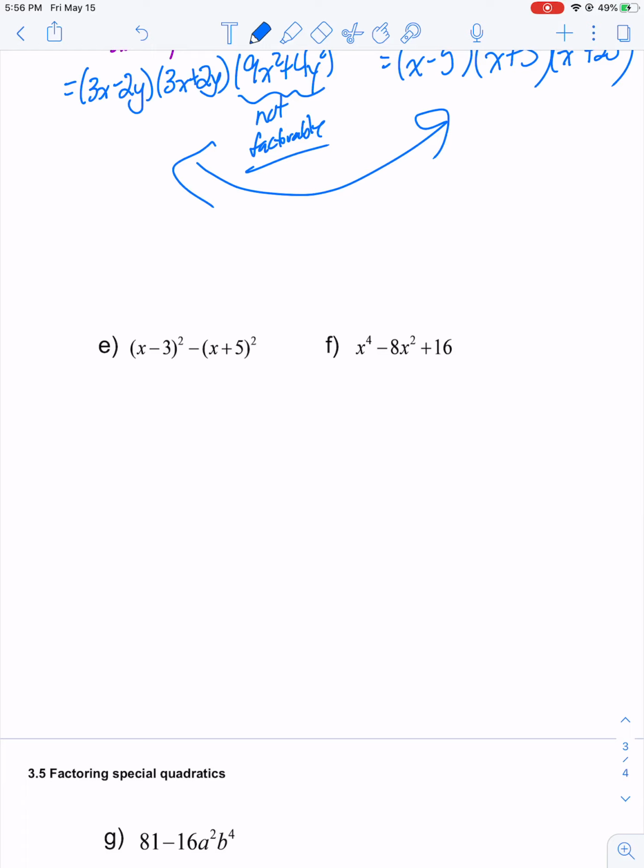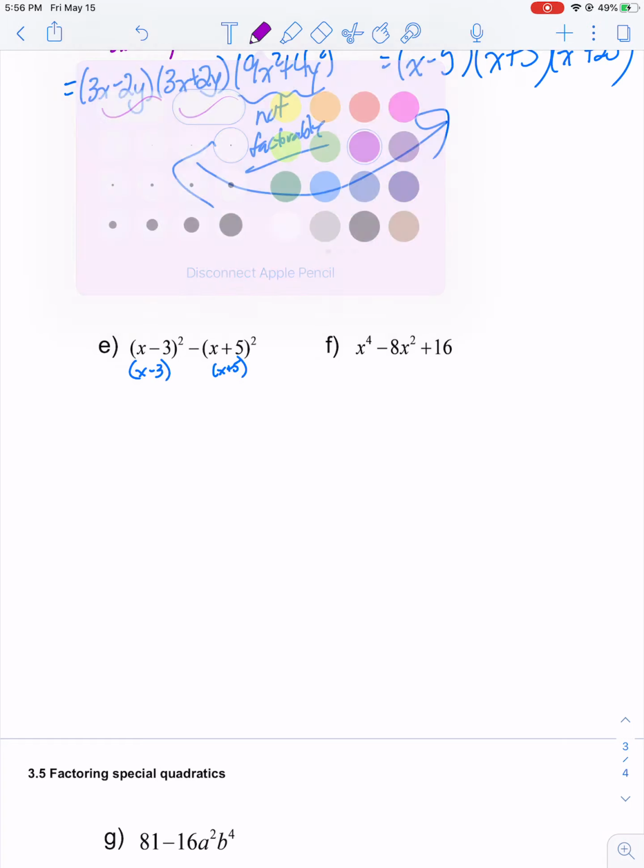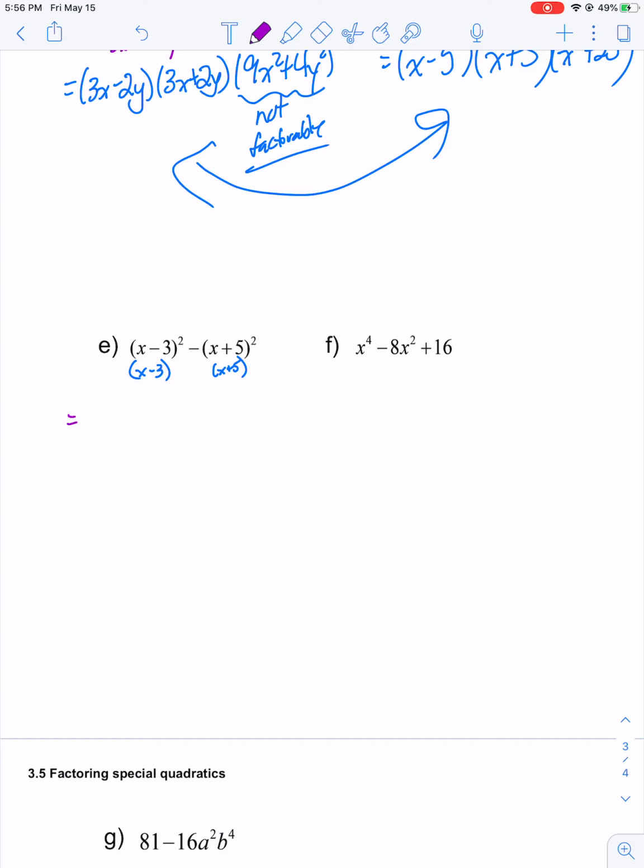Okay, x minus 3 squared is the square of x minus 3, and x plus 5 squared is the square of x plus 5. So this must equal, I'm going to put this inside square brackets, x minus 3, and again, it's difference, so it's difference of squares. X minus 3 minus x plus 5, times x minus 3 plus x plus 5.